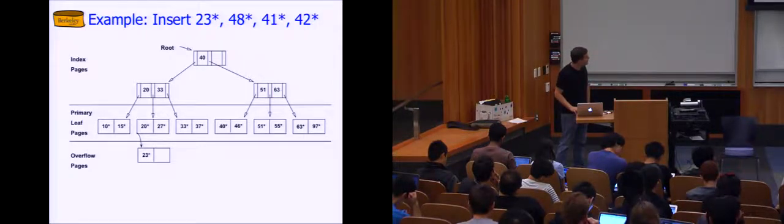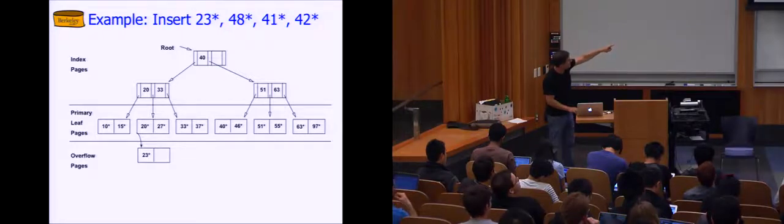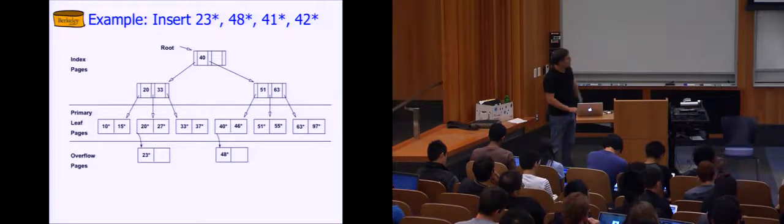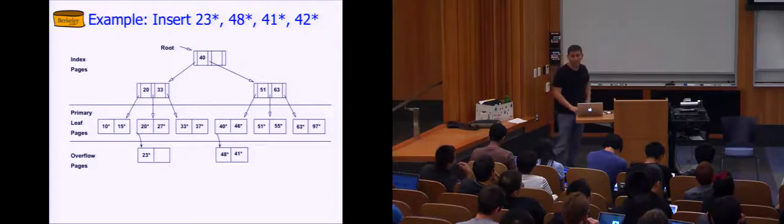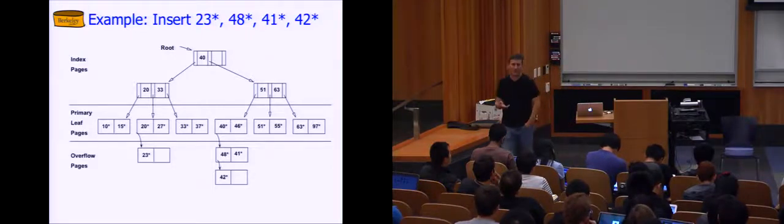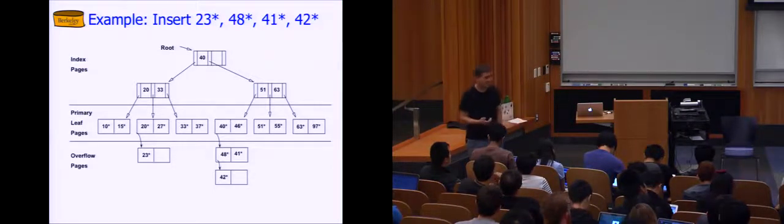That kind of stinks. 48, well, it's to the right of 40, so we navigate down to the right. It's to the left of 51, so we navigate down to that leaf node between 40 and 46. It should go on that page. But again, it doesn't fit, so that's got an overflow page. 41 should go between 40, 46, and 48, so we'll navigate to the leaf page where there's room for it on that overflow page. And then 42 is going to create another overflow page. You can see that this data structure starts to degrade upon insertion pretty badly.